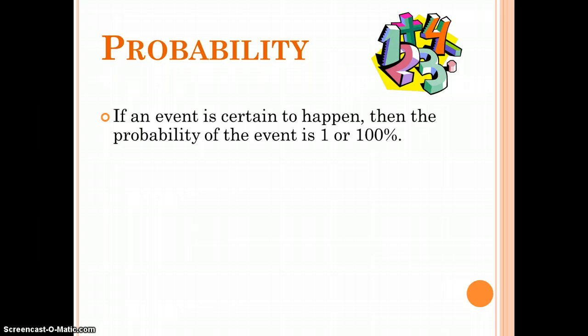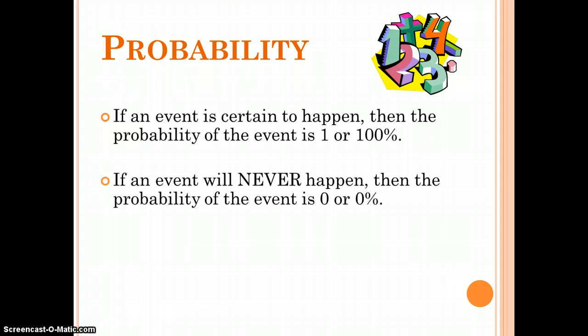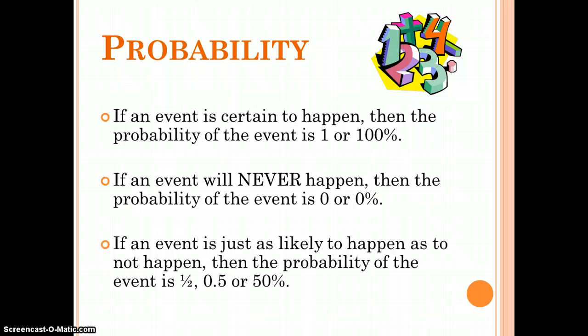You could say that about flipping a coin. It is certain that you'll get either heads or tails. You will get one of those two when you flip it, so that's certain. But if it will never happen, it's 0%. So the probability of rolling a die and getting an 8, if it's a 6-sided die, is impossible. So that's a 0% chance.